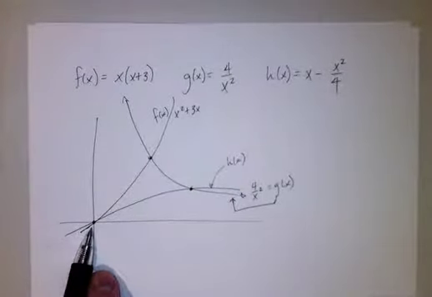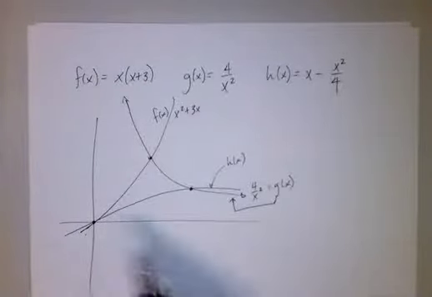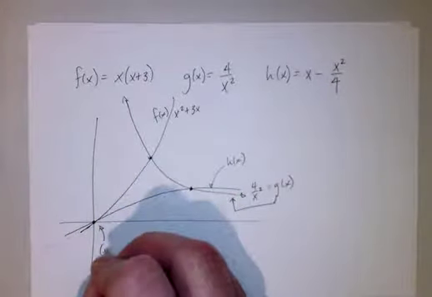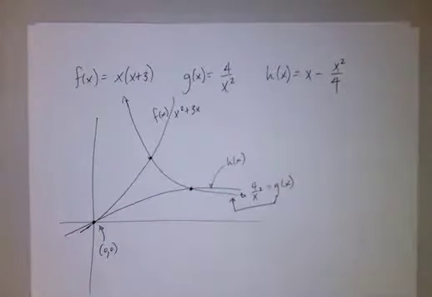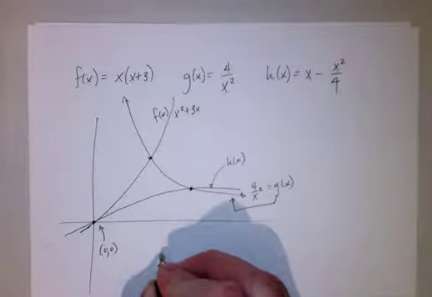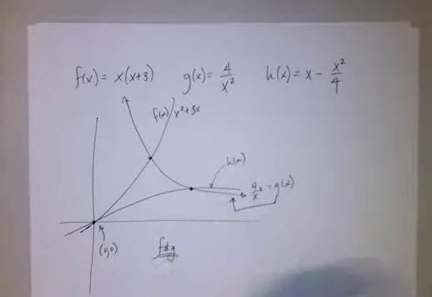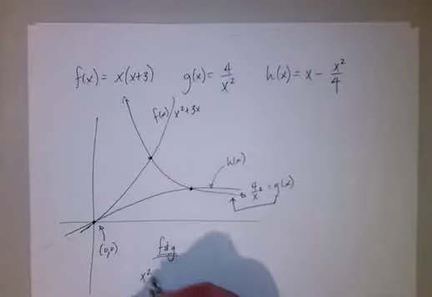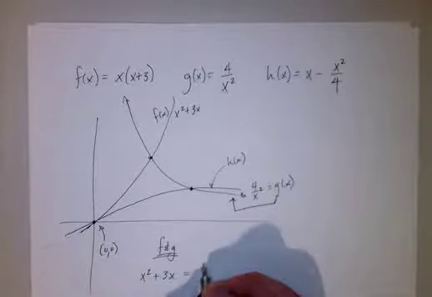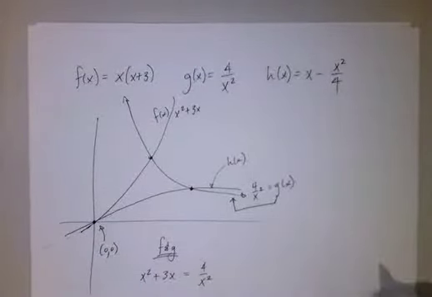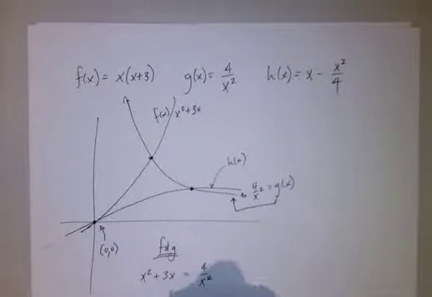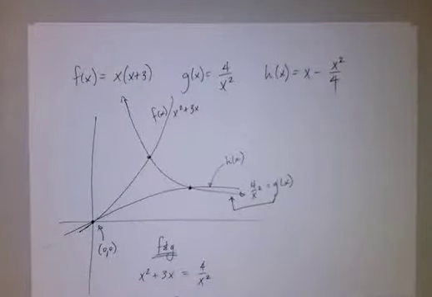Now, this point of intersection between f and h is obvious, okay? Both of them have a factor of x. That right there is 0, 0. We don't need to go fishing for that one. But let's find the intersection between f and g. So f and g intersection. I know that I'm going to do x squared plus 3x is equal to 4 over x squared. Okay. Now, this winds up being x to the 4th plus 3x cubed minus 4 is equal to 0.